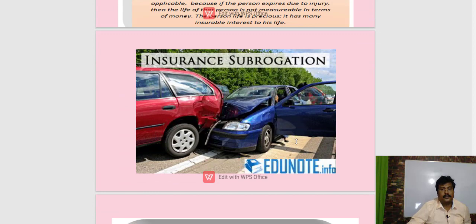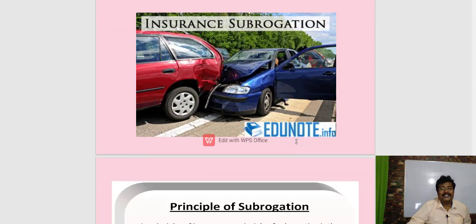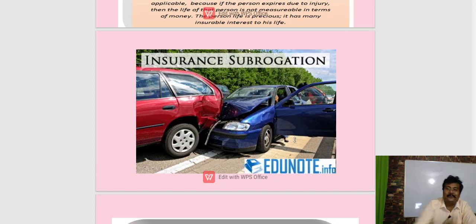Okay, next: insurance subrogation. Now look, what is this principle? In this particular picture, you tell me who will demand the money from the insurance company? Red car or blue car? Tell me. Okay, no issue. Let's go, I think there is a mistake on both sides.